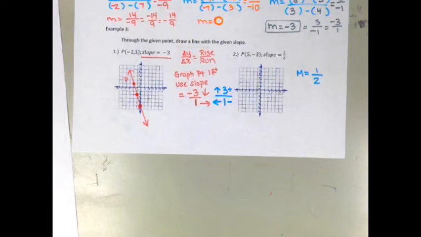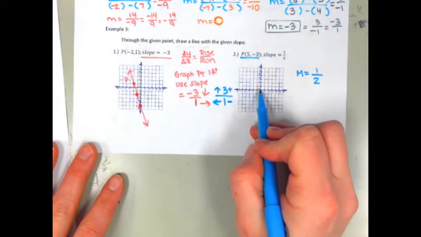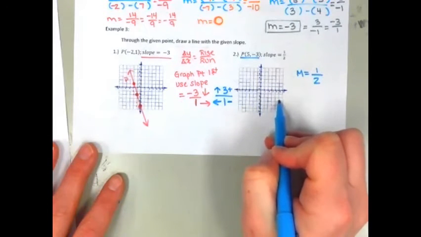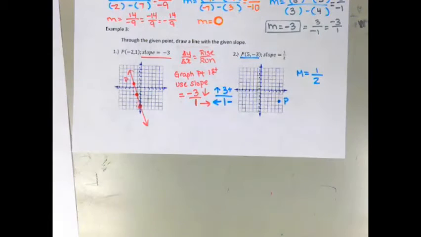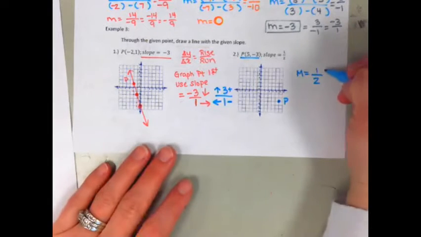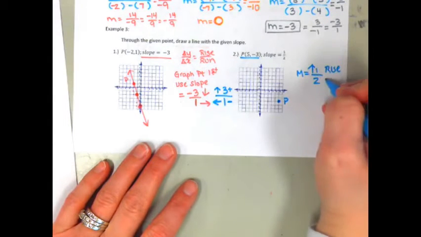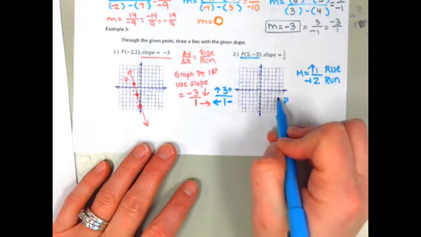How did you guys graph the point 5, -3? I'm going to go to the right 5 and down 3. So this is my point P here. Okay. Now, my slope is 1/2 and it's positive, right? So my rise is +1. So that means, am I going to go up or down? Up. So I'm going to go up 1, and my run is positive. So which direction will I go? To the right. So I'm going to go up 1, right 2.